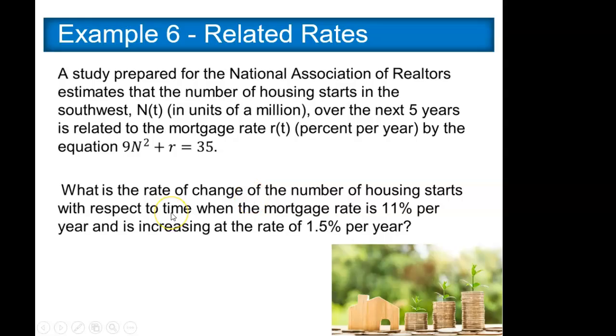Okay, so the rate of change of the number of housing starts is what we're trying to find. We want to find that with respect to time, so we're going to differentiate with respect to t. When the mortgage rate is 11%, and for this problem, since R(t) is given as an actual percent, R is going to be 11. I know normally we would convert that, but we're not going to convert it in this problem. And it's increasing at a rate of 1.5% per year. So again, the 1.5 is going to be given there.